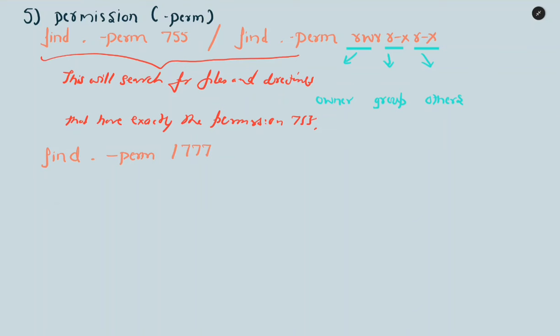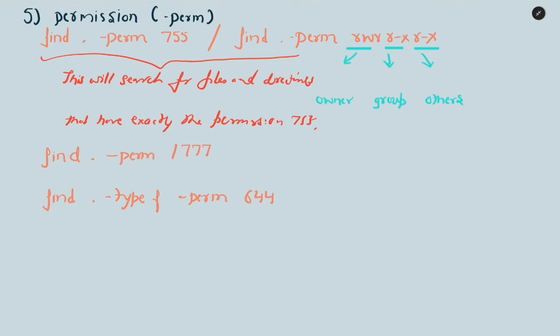Example, find in current directory only, type of file. I want regular files only, so for that I will type -type f and -perm. Which type of permissions am I searching? This one, 644, that is read write for owner. For other people, that is for group and others, only read permission.